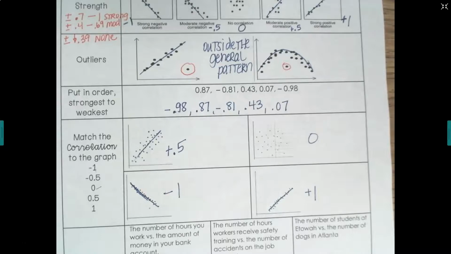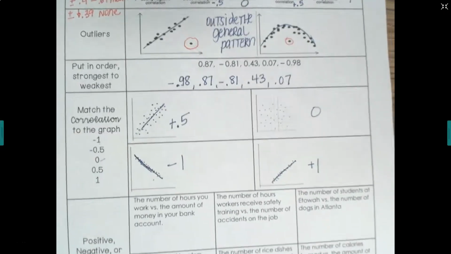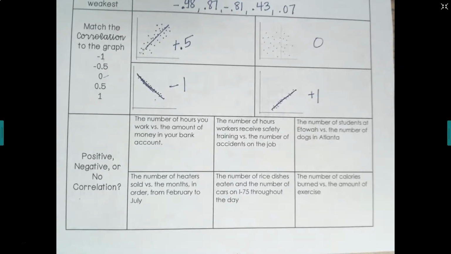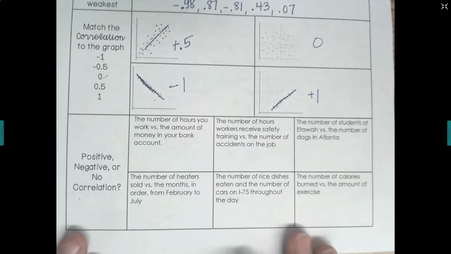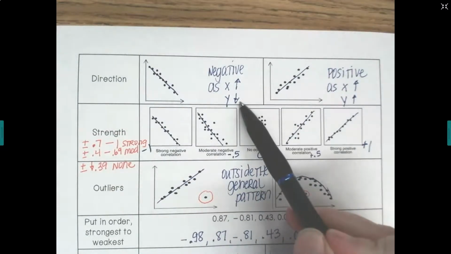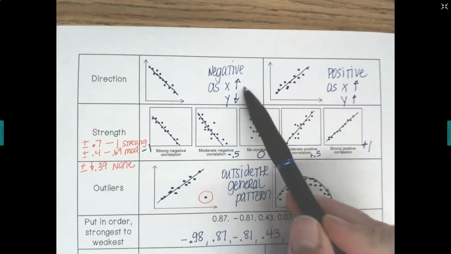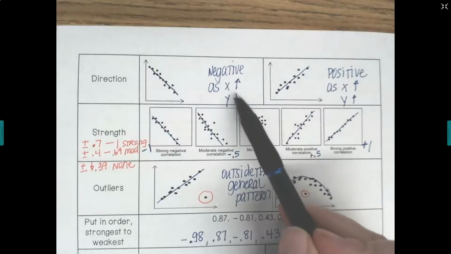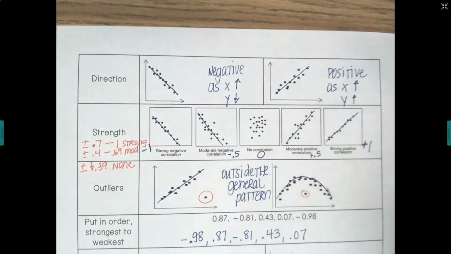All right, and we have just a couple more examples. So we're going to decide, is this positive, negative, or no correlation? So what I want you to think of here in these scenarios, think, are the x's and y's going in the same direction? As x increases, is y increasing, or is y decreasing? If they go in opposite directions, it's a negative correlation. If they go in the same direction, it's a positive correlation.